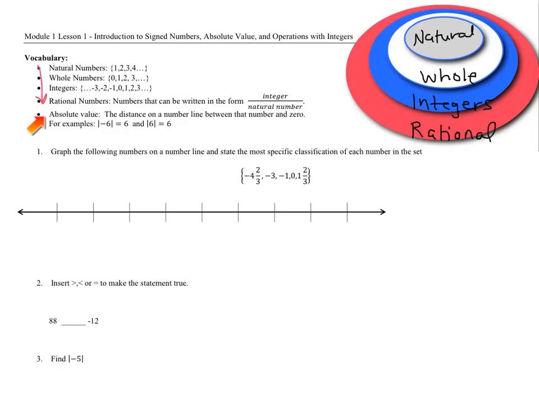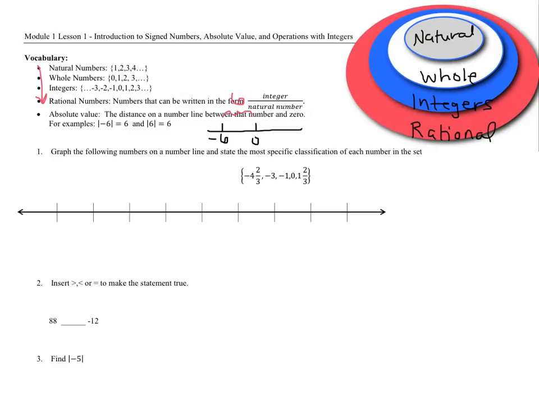Now we have one more definition. The absolute value of a number is the distance on the number line between that number and 0. So for example, if I want to look at the absolute value of negative 6, I need to look at how far negative 6 is from 0 on the number line. Well, negative 6 is a total of 6 units from 0, therefore the absolute value of negative 6 is positive 6.